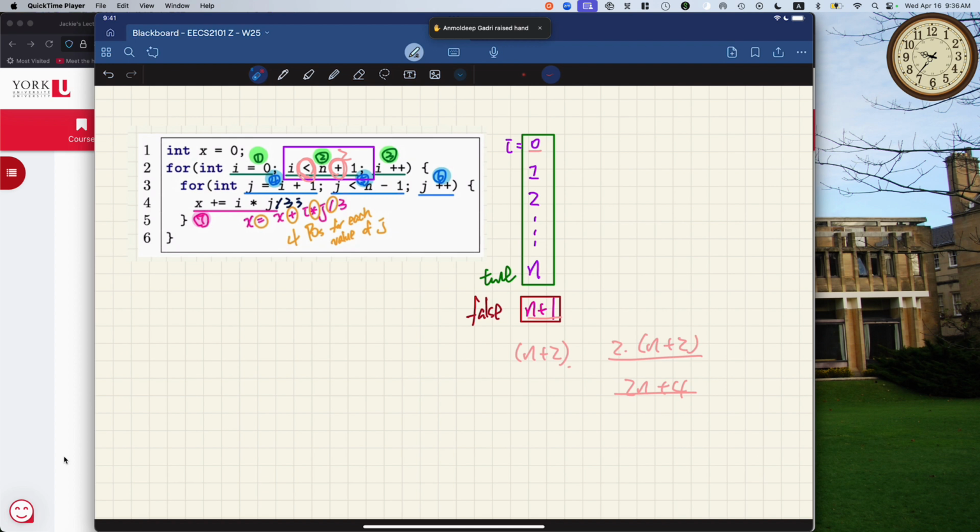Okay, Amaldeep, go ahead. About the same question. Yeah. Can you explain again why it is n plus 2? N plus 2, of course.